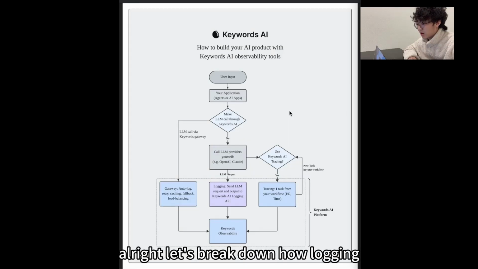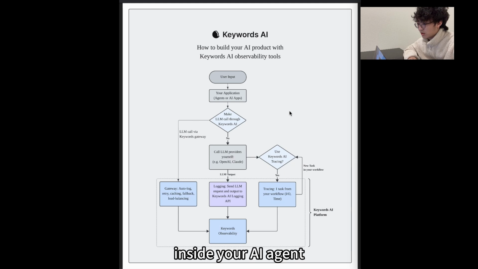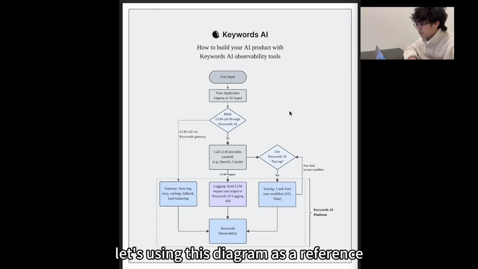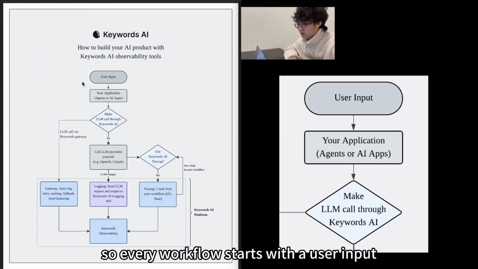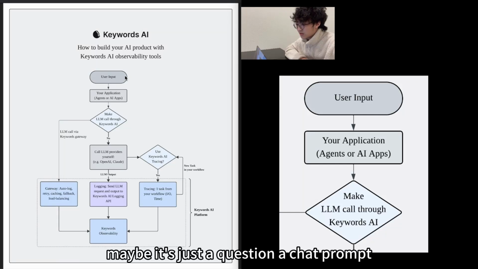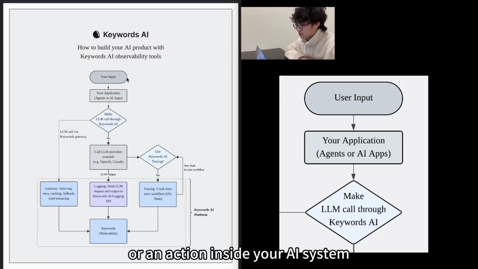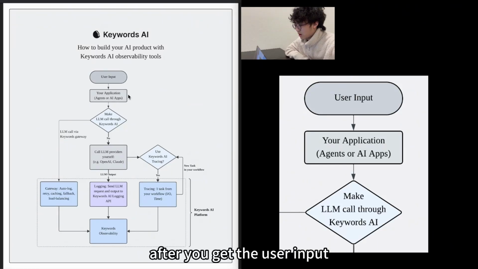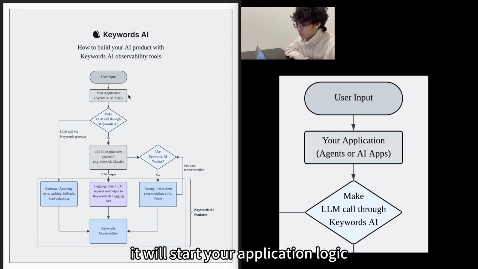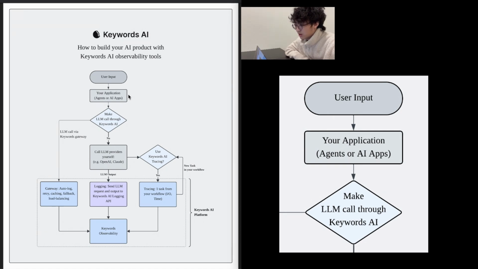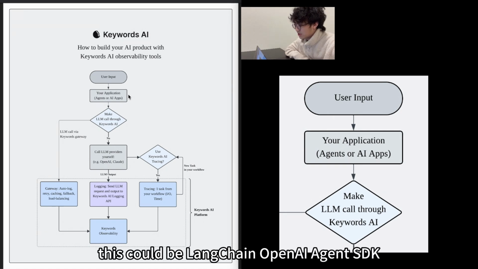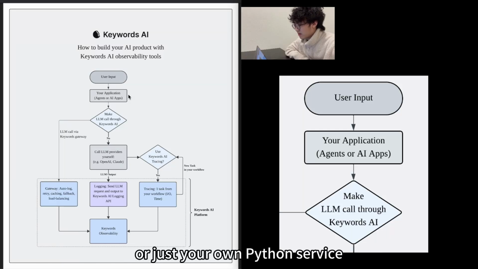All right, let's break down how logging, proxying, and tracing actually work inside your AI agent. Let's use this diagram as a reference. Every workflow starts with a user input. Maybe it's just a question, a chat prompt, or an action inside your AI system. After you get the user input, it will start your application logic. This could be launching OpenAI Agent SDK or just your own Python service.